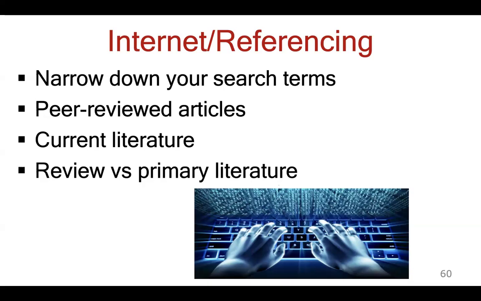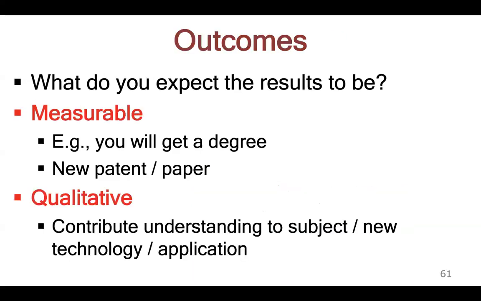Use original research. If you see somebody referencing a review paper, that means he's using secondary references, which is not advised. Okay, so you have internet. Please plan very wisely about how you do referencing. The outcomes should be measurable.